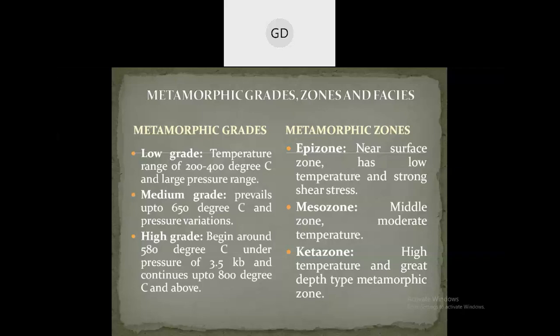Then comes your katazone. The katazone is of high temperature and great depth. It is the metamorphic zone where the hydrostatic stresses are quite dominant, and plutonic metamorphism, which we have studied, is the representative kind. The rock forming here is gneiss. So gneiss is occurring in this katazone. So these are your metamorphic grades and metamorphic zones.